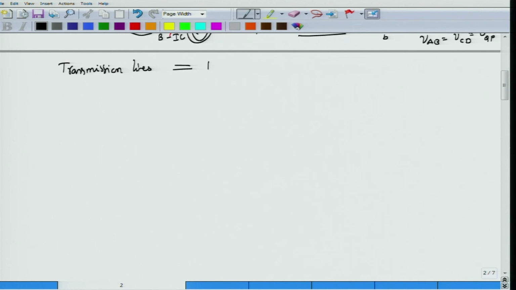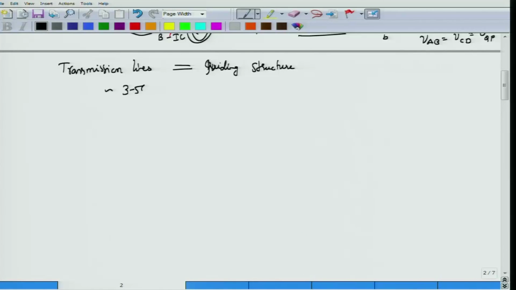Although we say a transmission line is a guiding structure, the difference between the waveguide as traditionally understood and the transmission line is this. Transmission lines in the form of coaxial cable, two-wire, PCB transmission lines such as microstrip or stripline, work only up to a certain frequency. Beyond that, if you try to make them work, they would offer significant loss and distortion. There are different cutoff frequencies for each of these transmission lines, so we don't have to get into that, but anywhere in the range of 3 to 5 gigahertz and above, most of these transmission line structures would not really be guiding energy.